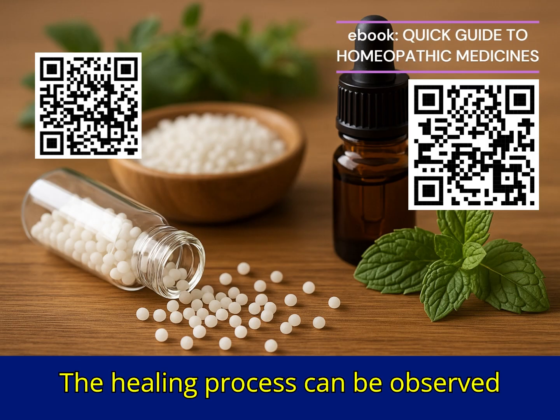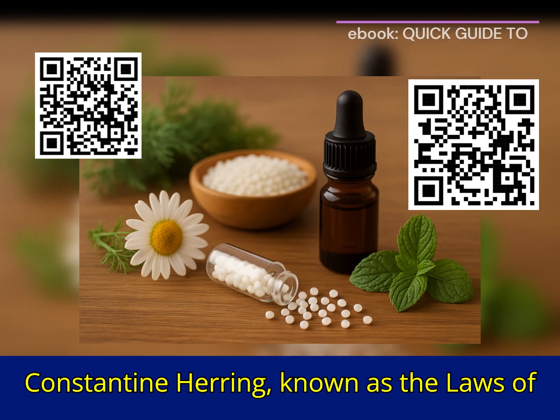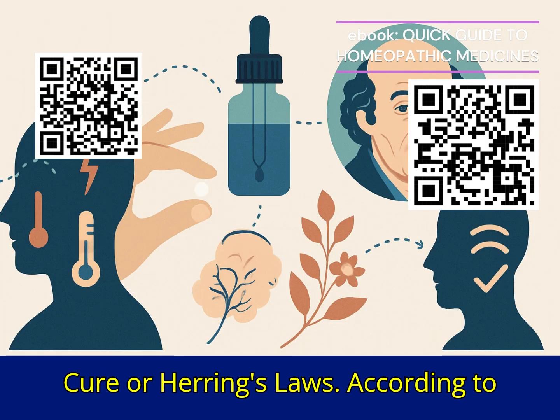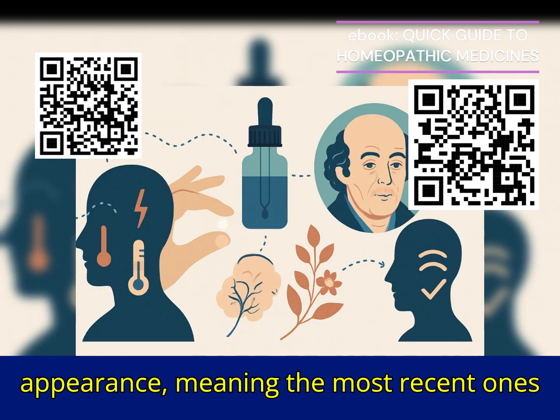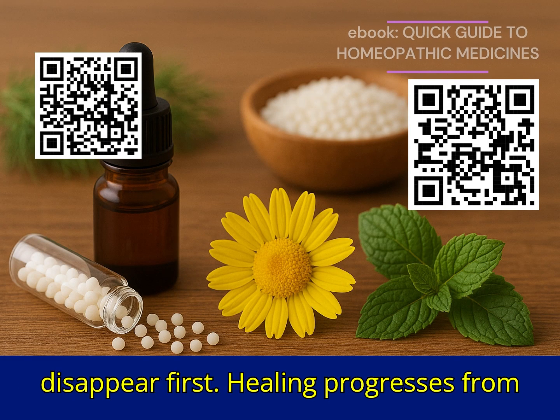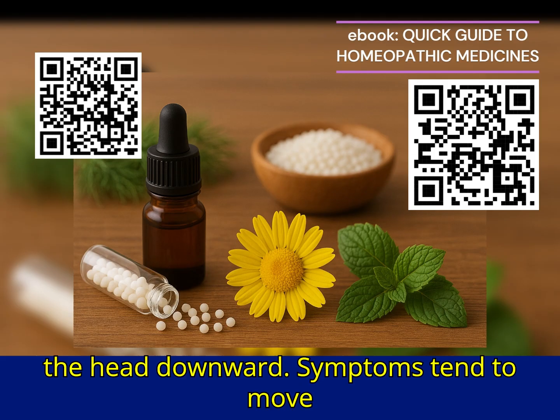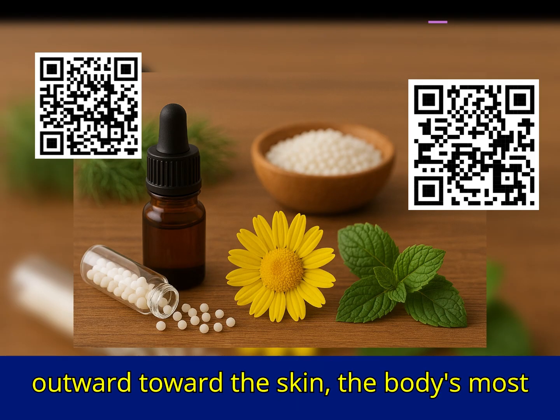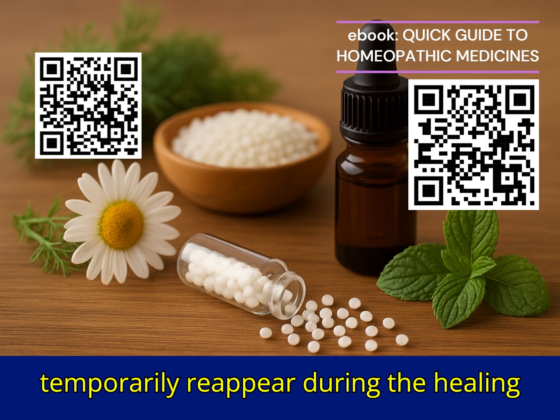The healing process can be observed through specific patterns systematized by Constantine Hering, known as the laws of cure or Hering's laws. According to these principles, symptoms should disappear in the reverse order of their appearance, meaning the most recent ones disappear first. Healing progresses from the head downward. Symptoms tend to move outward toward the skin, the body's most external organ, and old symptoms may temporarily reappear during the healing process.